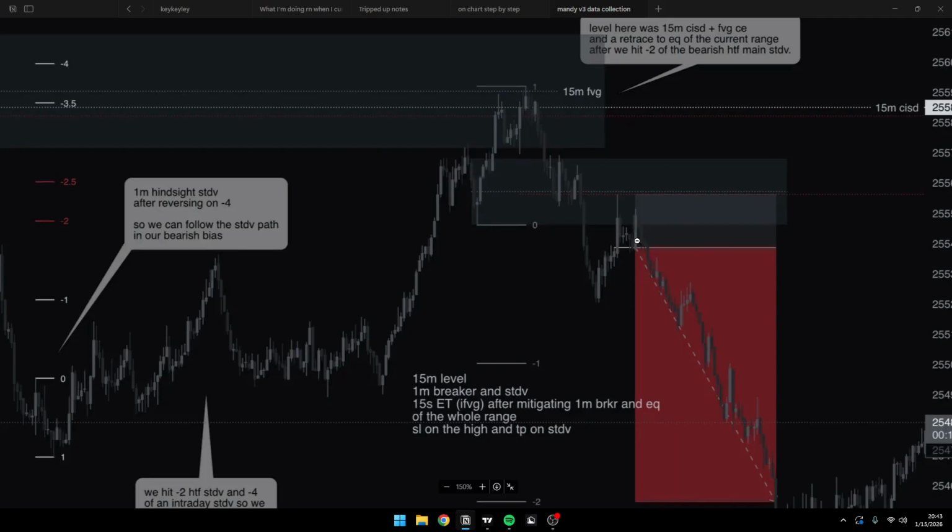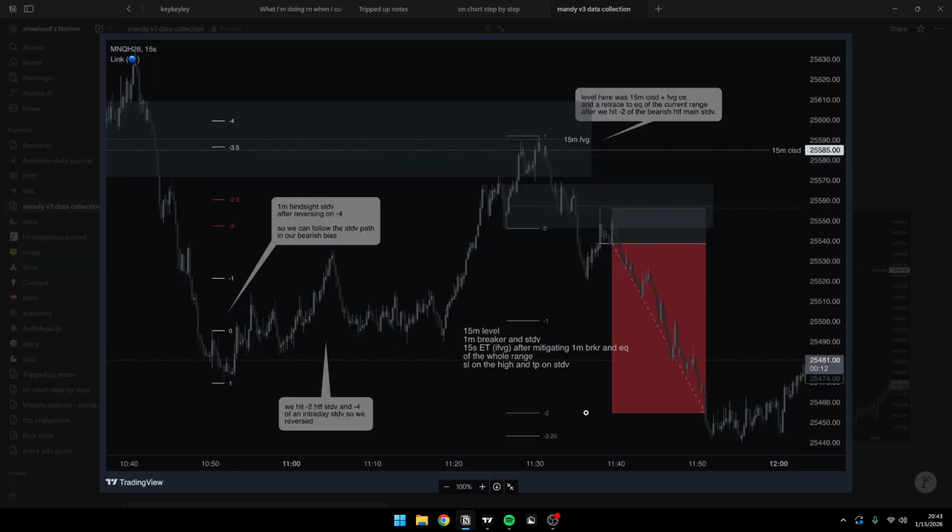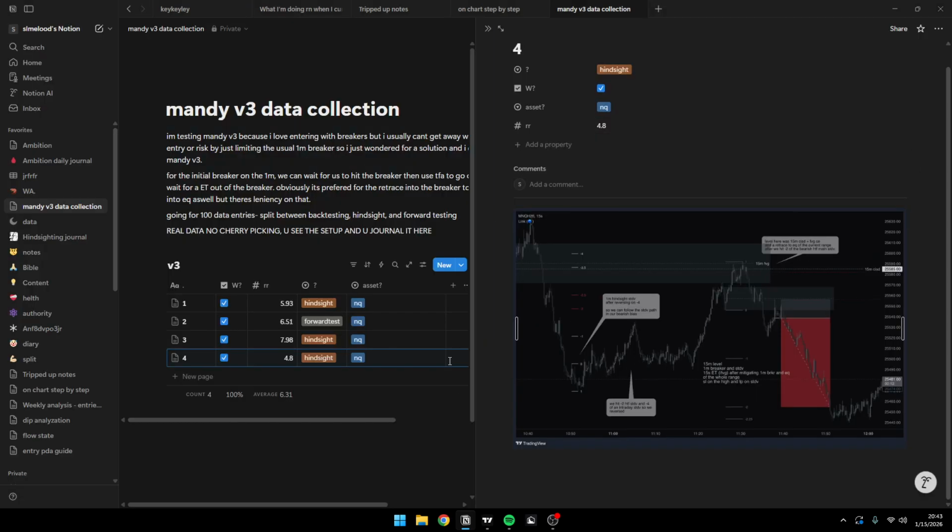So we could just enter off that 15-second inverse, and even though we get the scare, we immediately flood down to our deviation and hit TP. Just pause if you want to.